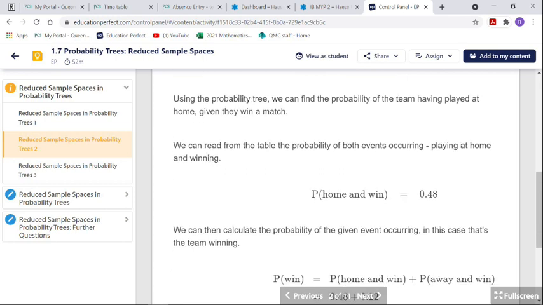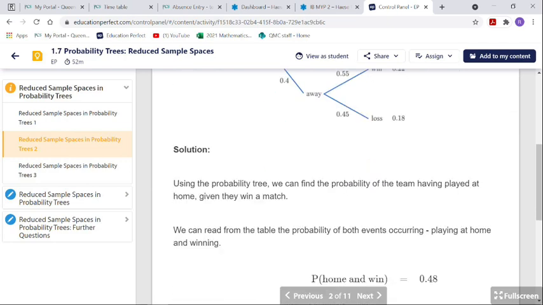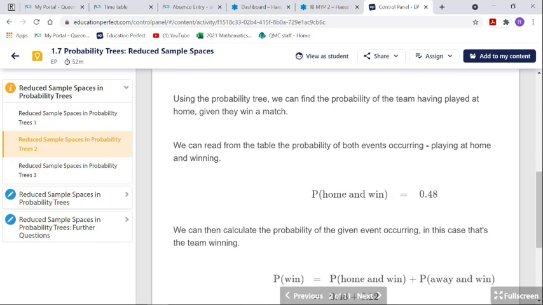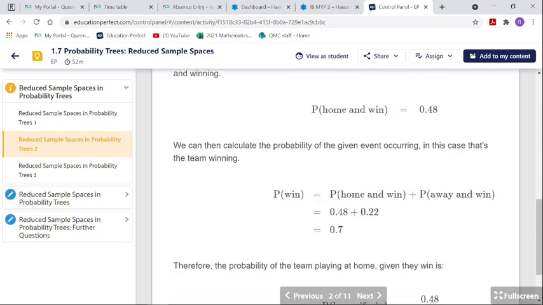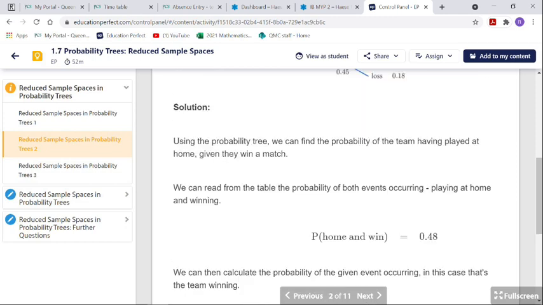So we can read from the table both events occurring, playing at home and winning. So they played at home and they won. That's 0.48, right? That's the both, home and win. Yes? So that's the probability that both things happened. But then we need to also think about the fact that they won other times, didn't they? They also won away. So we have to include every win in there because our probability asks that given that they won a match. So that's every possible way they could win.